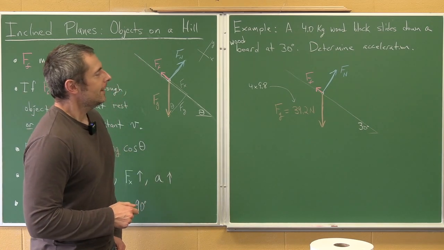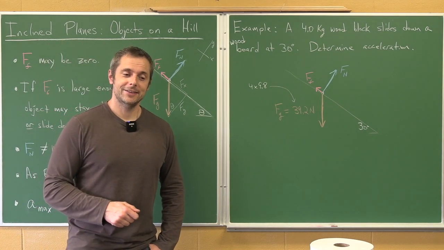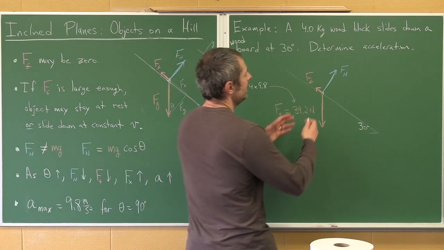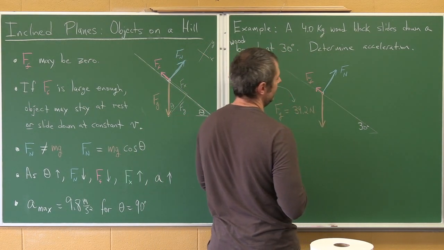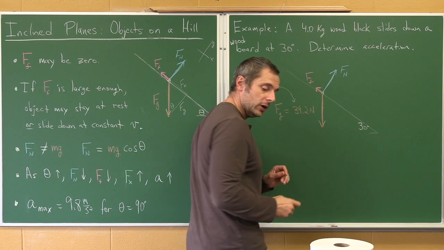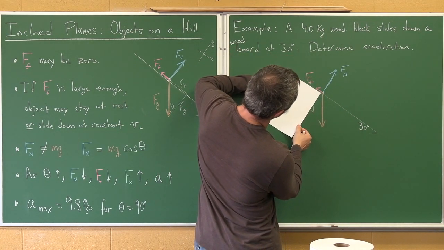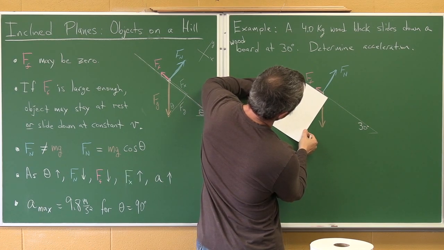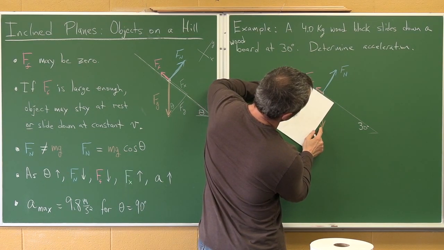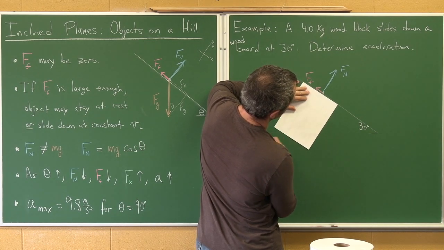Okay, so now comes the solving. What we have to do is find the portion of this gravity going down the hill. So what I can do is make a right triangle out of my gravity vector. I can use a corner of a piece of paper like this, and I'm going to slide it down until it meets this end of the arrow, right like that.